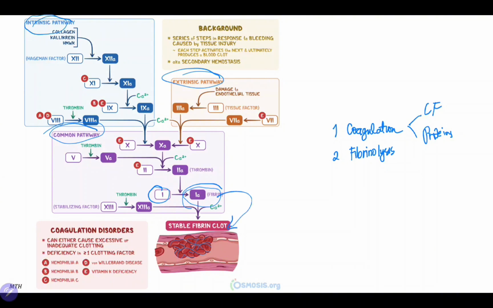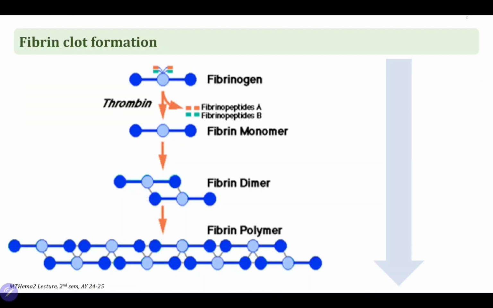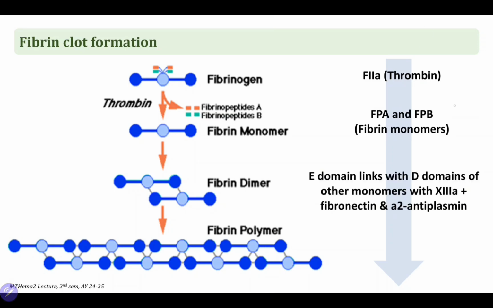Okay, now together with your fibrin, you have your FSF or your fibrin stabilizing factor, which is factor 13, which is also activated by your thrombin. This helps to stabilize your fibrin clot. Okay, and then in continuation of your fibrin clot formation, your fibrin is broken down into FPA and FPBs, which are known as your fibrin monomers, which then link together from one another through their different domains and eventually form your fibrin polymers.